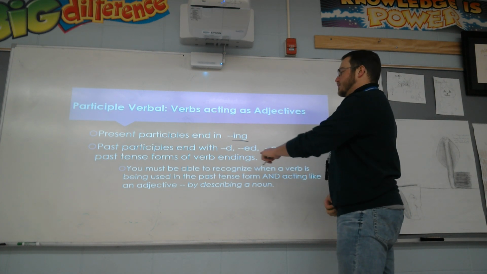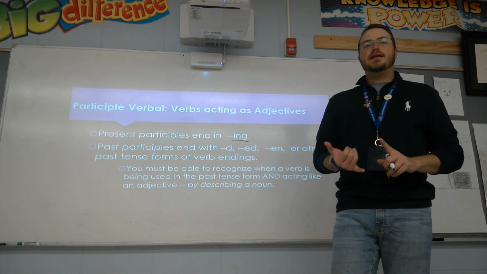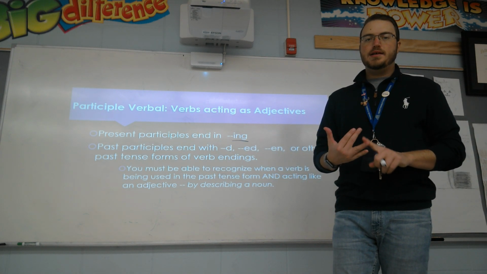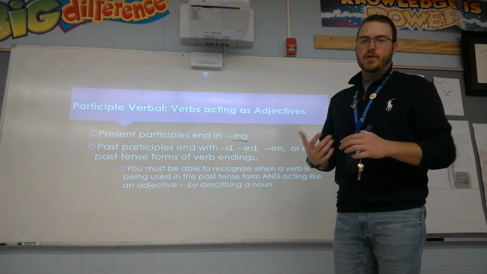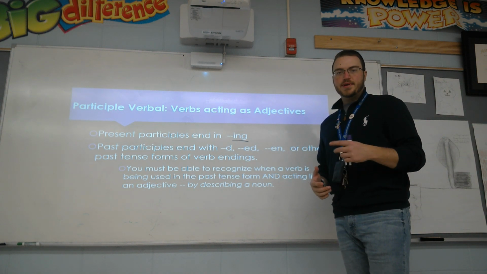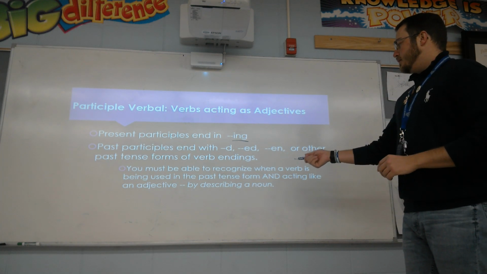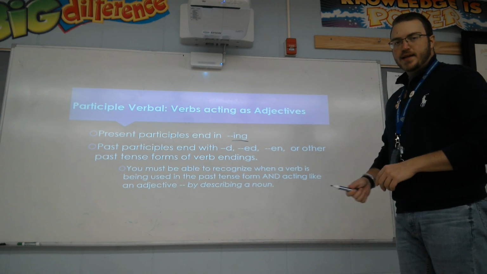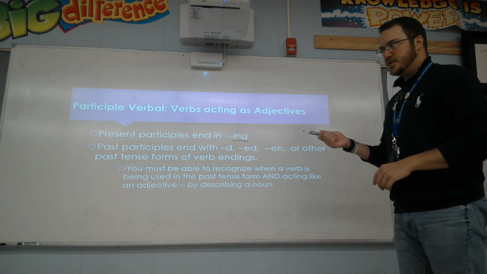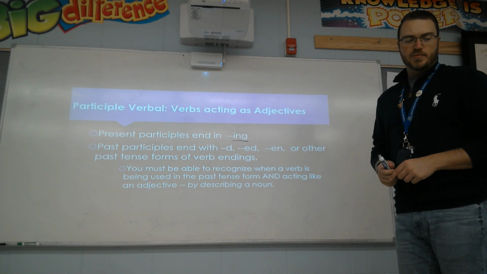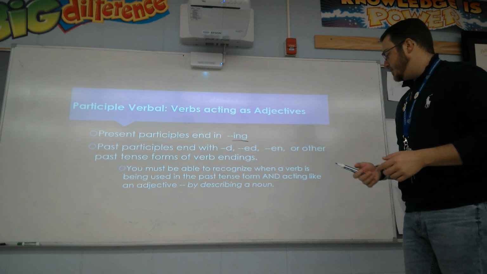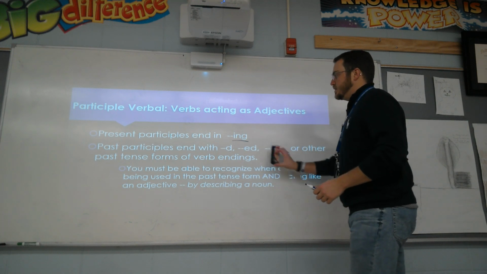Past participles are really easy. They end in past tenses: d, ed, t, en, words like that. And they're always placed near a noun. So if you can tell the difference between the two tenses, and you can tell if it's describing something, participles will be easy for you. But just like everything, we need to practice. So let's take a look.